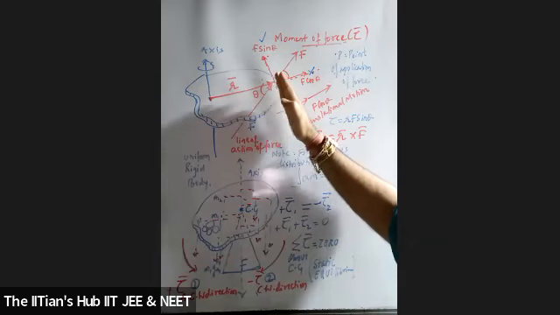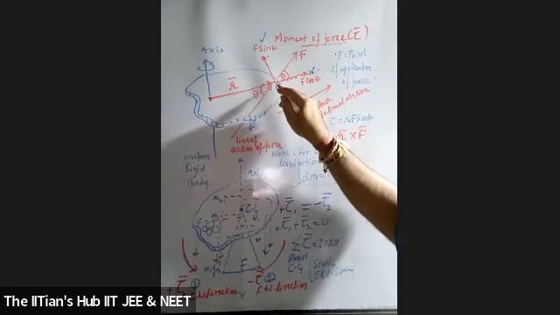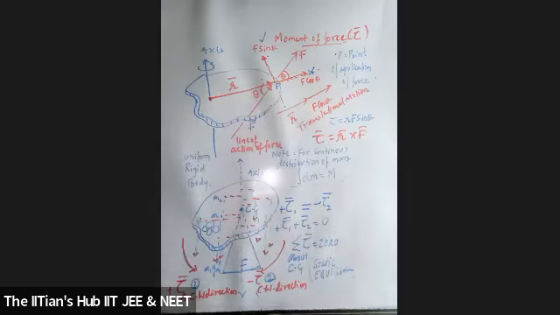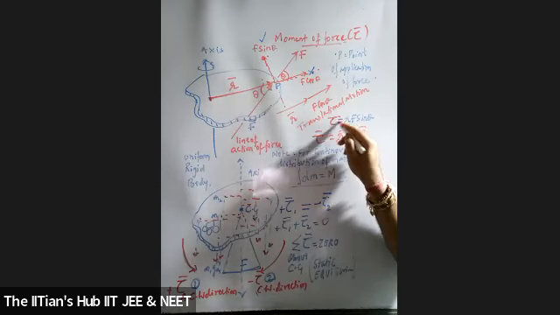अगर ये थीटा मेरा 90 हो जाता है स्टूडेंट्स, if I say my theta tends to be 90, in that case my line of action of force will be perpendicular, and the torque will be maximum. Is this clear, students?